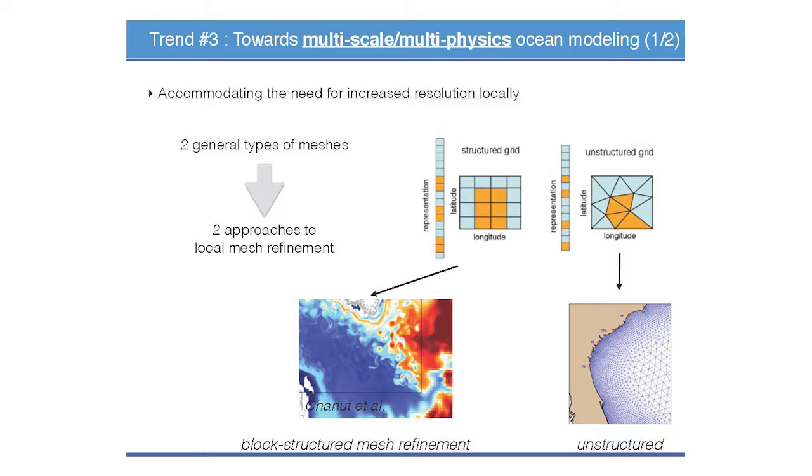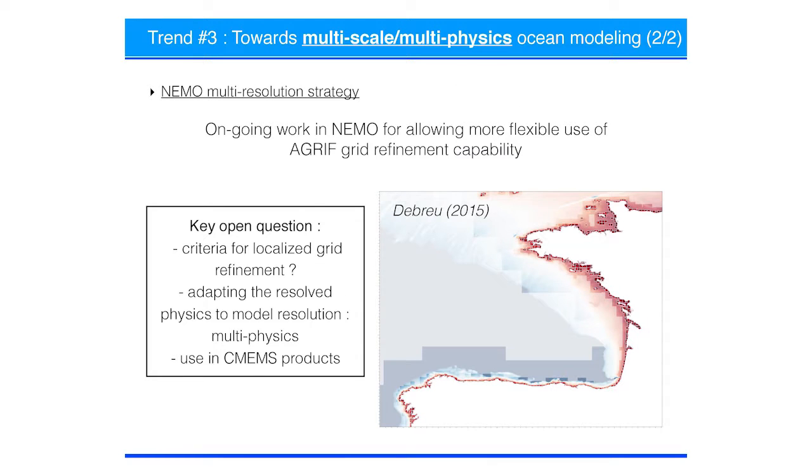Now, within the frame of NEMO, what we're using is this ability to refine locally blocks of things. So that's an example here coming from Jérôme Chanut quite a while ago. That's in the Labrador Sea. You see here the very coarse grid and here the very high resolution grid. We have the implementation for that. It's called AGRIF. It's in NEMO, and it works. The point is, we want it to work better. We want it to work better, and in particular, we want it to be more easy and more flexible to use within NEMO.